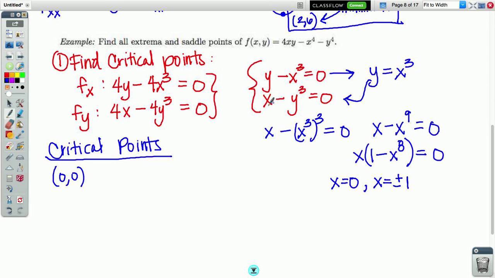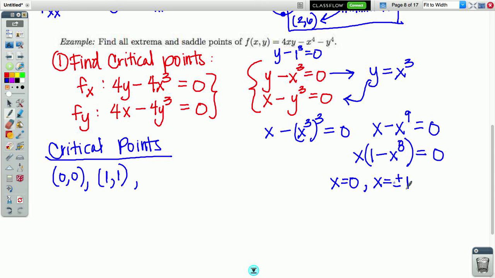Now, if I plug in x equals positive 1, I need to find the corresponding y. I'm going to plug it in here. X equals 1, so I'm going to get y minus 1 equals 0, so that gives me a y value of 1. So there's another critical point.